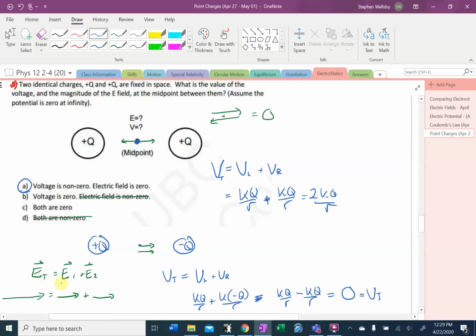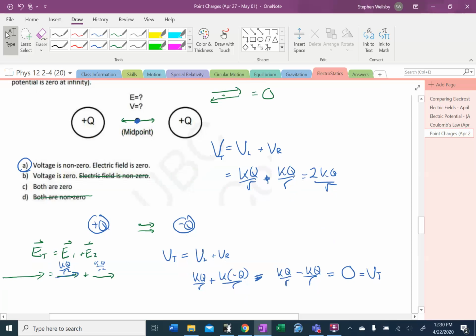In terms of the calculations for the field, I did not include the sign in my calculation. I just figured out the magnitude. It's going to be kq over r squared, and then I took into account what the direction is going to be. So both of these would be kq over r squared, and they would both be to the right. So my direction or my sign wasn't included in my calculation, it was just included in my drawing of my vectors. When I deal with a scalar quantity like potential, you have to include the sign.